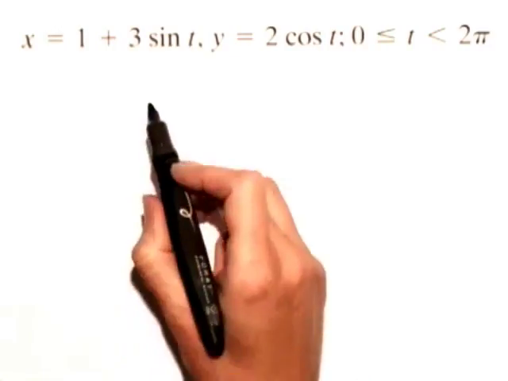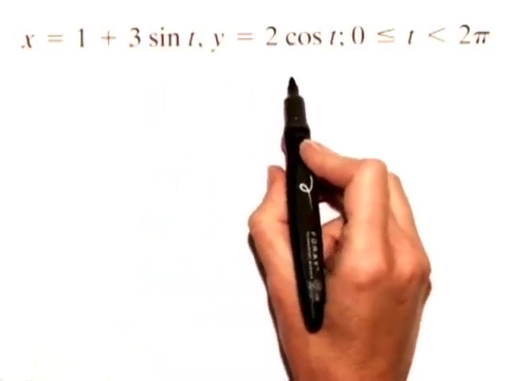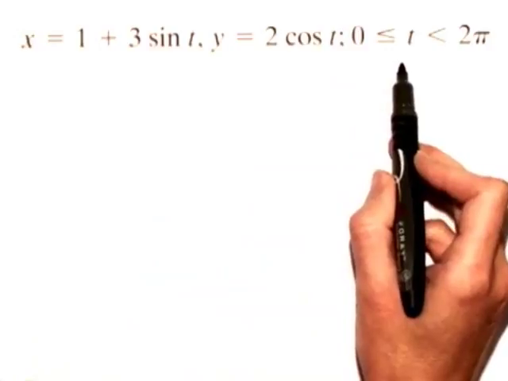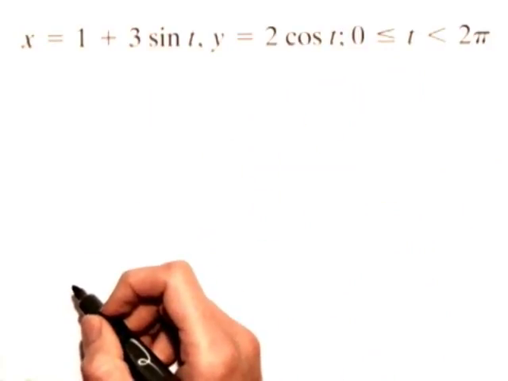For this problem, we have a set of parametric equations. We'll be eliminating the parameter and graphing the equations. We have x equals 1 plus 3 sine t and y equals 2 cosine t with the restriction 0 is less than or equal to t is less than 2 pi.